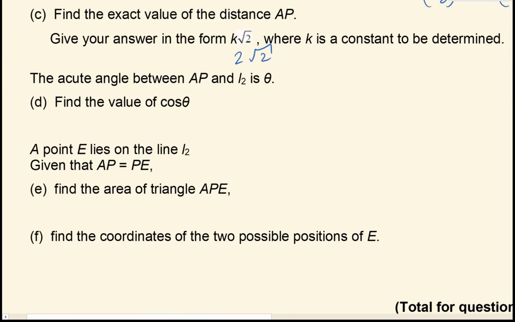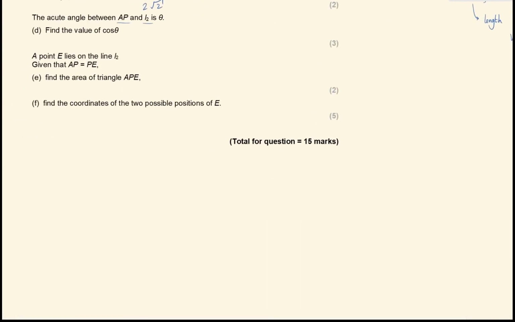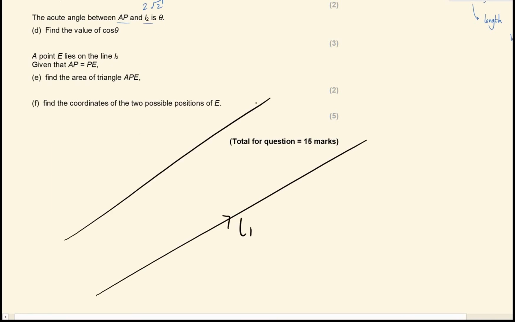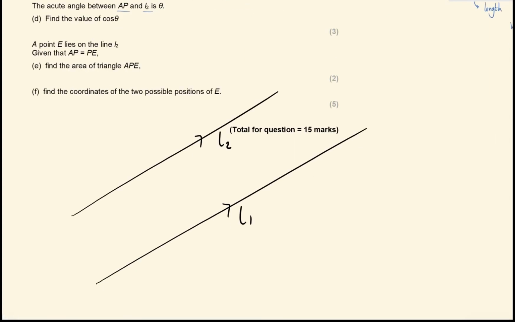We are then told the acute angle between AP and L2 is theta. So let's do a quick sketch of what's going on. I know these are in 3D space, but we can always do a sketch in 2D if we need to. We have two lines, L1 and L2. We were told that P was part of L2. A was part of L1.